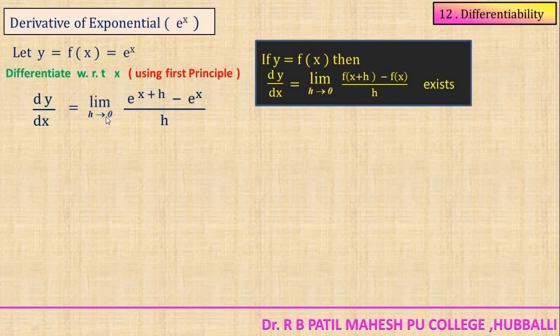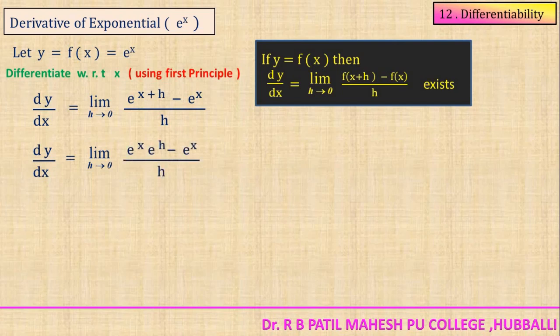Now if you put h equal to 0 here, it becomes e raised to x minus e raised to x, that is 0, and the denominator is also 0. It is an indeterminate form we get. Therefore we cannot substitute h equal to 0 directly in this function. So what we have to do now is simplify this function, otherwise we have to get one standard form.